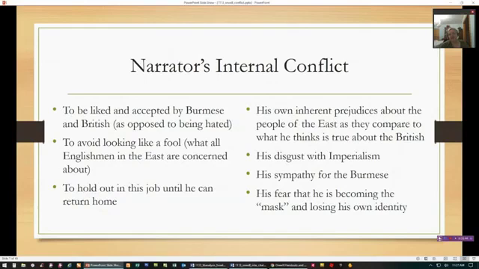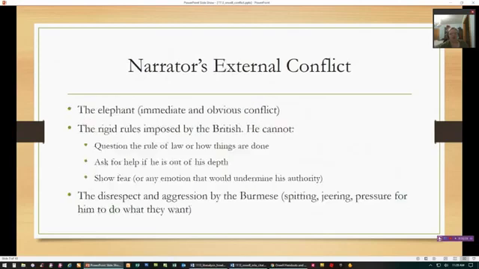And then he has this great fear that he's just becoming a mask, that he's losing a sense of who he is in order to do his duty and be the representative of Great Britain that he's supposed to be. He has to fit this mask that he's been given of what it means to be a British officer. And he kind of doesn't know who he is anymore, right? So these are his internal conflicts.